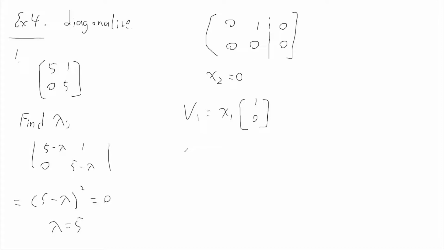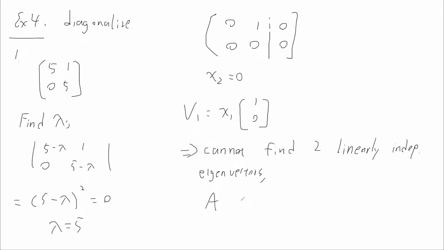Right, so in this case, since we cannot find two linearly independent eigenvectors, we say that A is not diagonalizable.